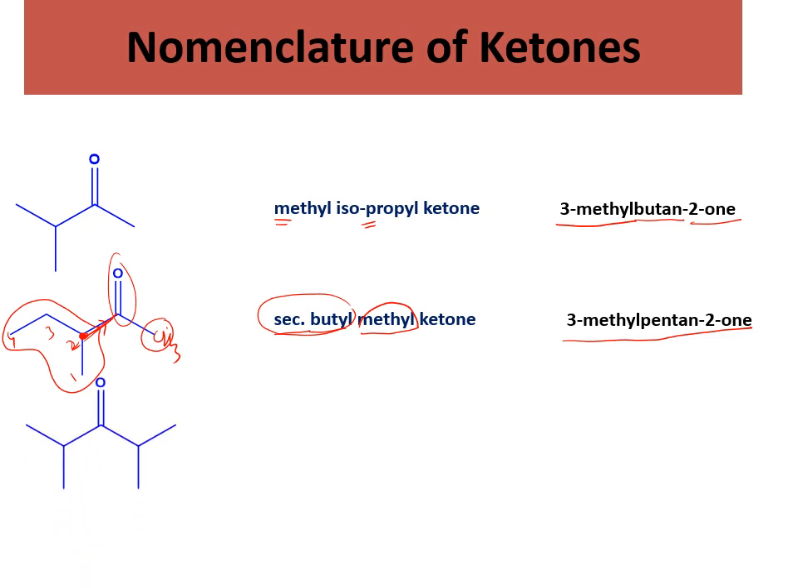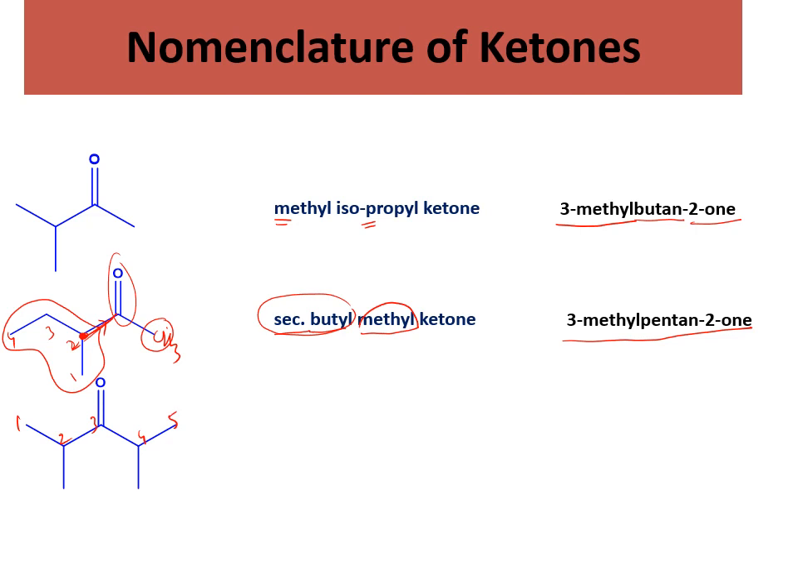Okay, now we have another example, and in this example what you see is again the longest chain is for how many carbons? 5 carbons. 1, 2, 3, 4, 5. Now what I suggest is that you pause the video at this stage and again try to give the name, that is the IUPAC name.